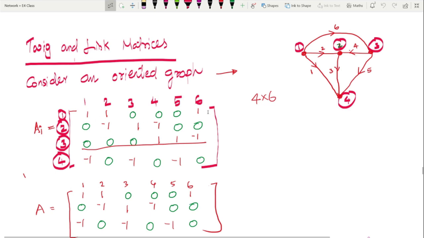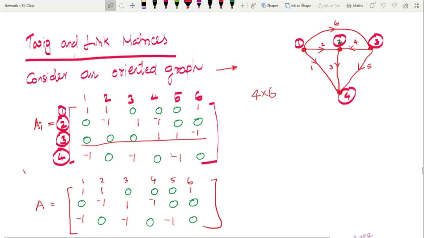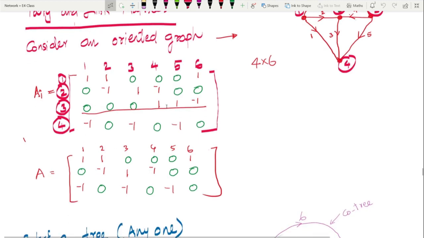their sign is positive. Similarly, when we consider node 2, the incident branches are 2, 3, 4. Here branches 2 and 4 are incoming towards node 2, therefore their sign is negative, and for branch 3 it is positive and the remaining entries are 0. Likewise, we can find the entries corresponding to node 3 and node 4, which are obtained as shown here.